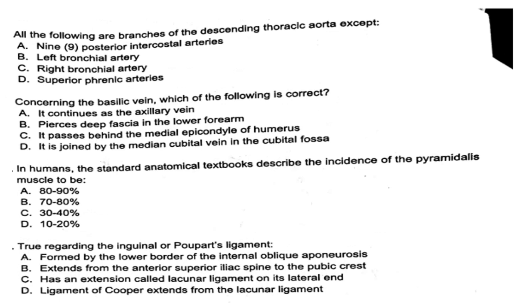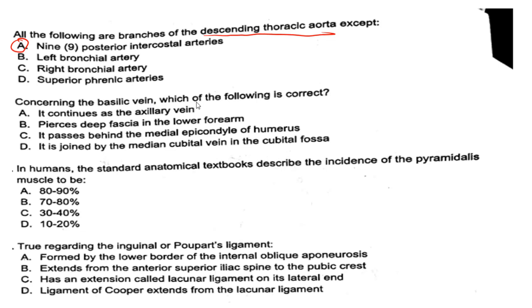All the following are branches of the descending thoracic aorta except A. We have 9 posterior intercostal artery, B. Left brachial artery, C. Right brachial artery, D. Superior phrenic artery. So the left, right, and superior phrenic artery are branches of the descending thoracic aorta. They are branches, but the 9 posterior intercostal arteries, they are not branches of this artery.